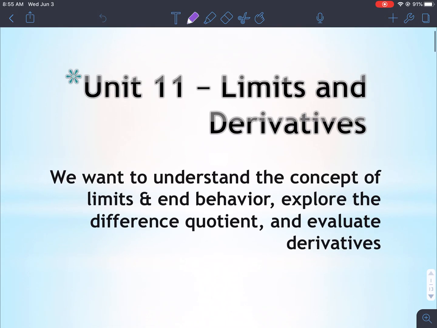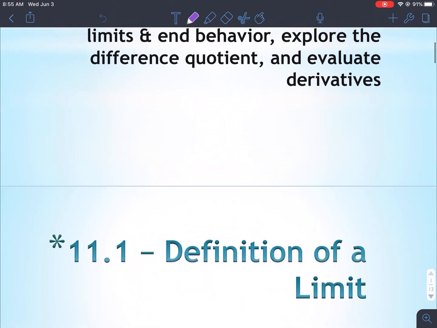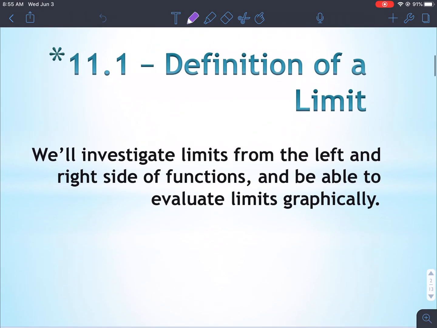This is Pre-Calculus Math Analysis Unit 11. We're going to be talking about limits and derivatives. We want to understand the concept of limits as well as end behavior, explore the difference quotient, and evaluate derivatives. First things first, the definition of a limit.